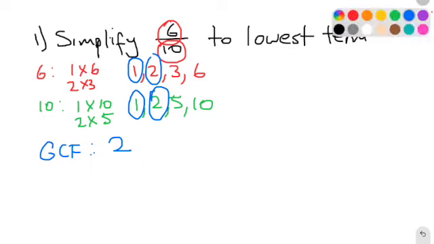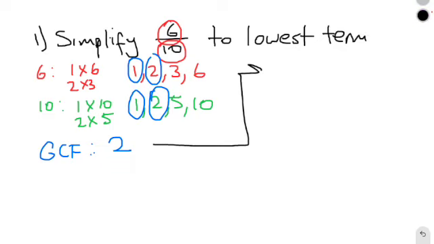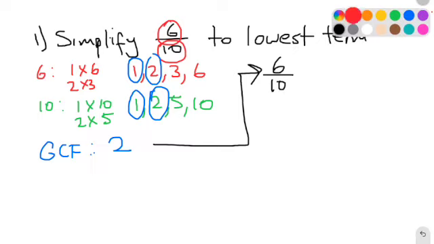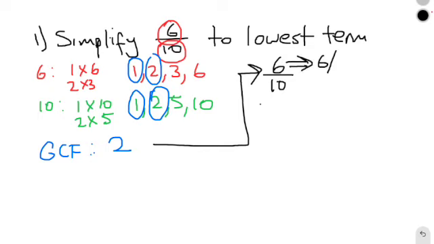Okay, so what do we do with that 2? Now we want to use it to simplify our fraction. So we say 6 over 10. And so we say 6 divided by our greatest common factor. And I don't want to confuse it. Let me just do it on the next line, okay? So we say 6 divided by the greatest common factor, which is 2, is equal to 3.